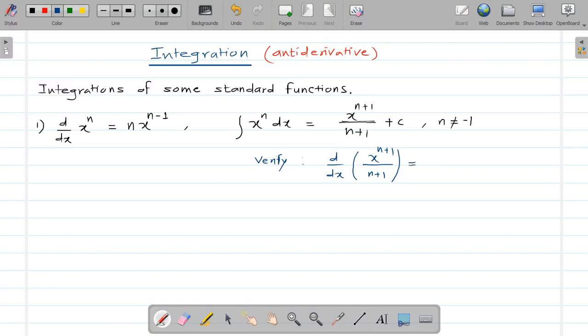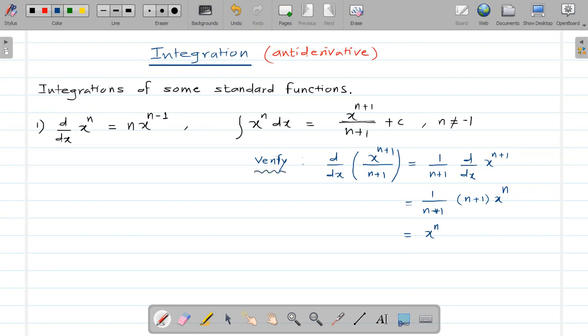Think about this, because integration means antiderivative. So if you want to find out the derivative of x raised to n plus 1 upon n plus 1, now see, I will keep 1 upon n plus 1 outside of the derivative into d by dx of x raised to n plus 1. Now if you find out this, then what will you get? 1 upon n plus 1, it is a constant multiple, so it will be outside. Now what is the derivative of x raised to n plus 1? It will be n plus 1 into x raised to n plus 1 minus 1. So here we get x raised to n. Now cancelling n plus 1, we get x raised to n.